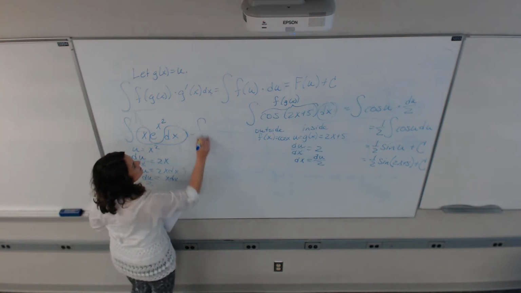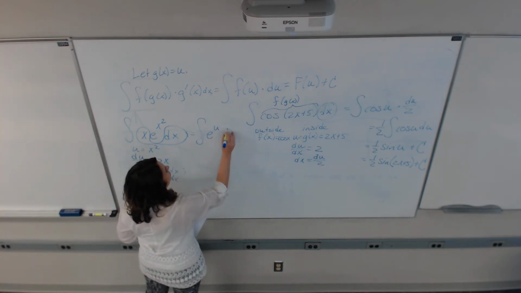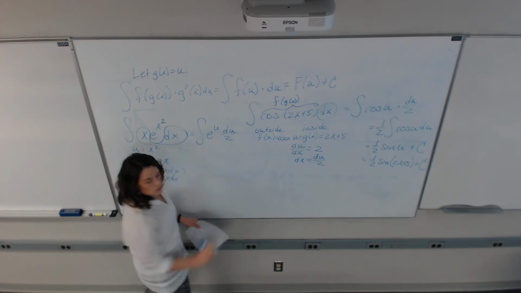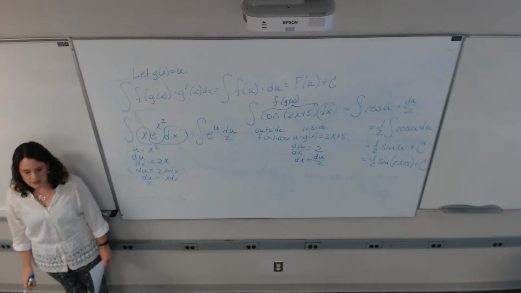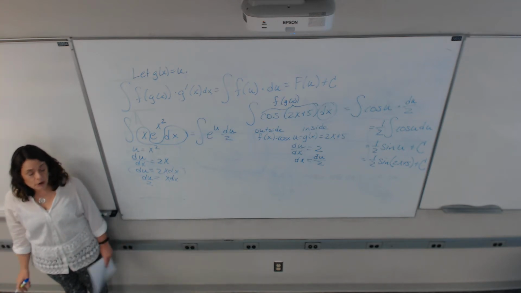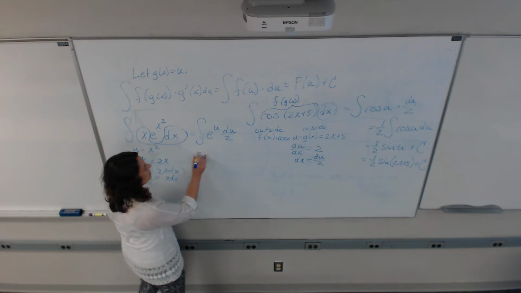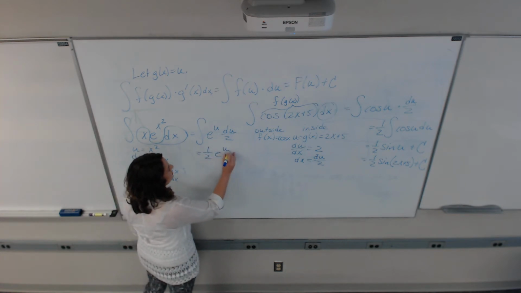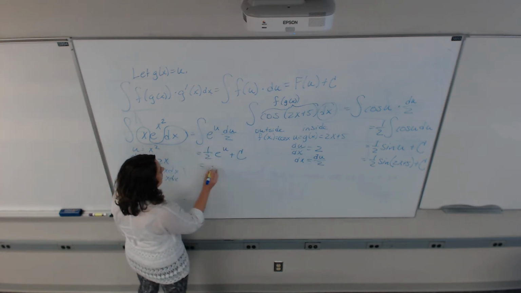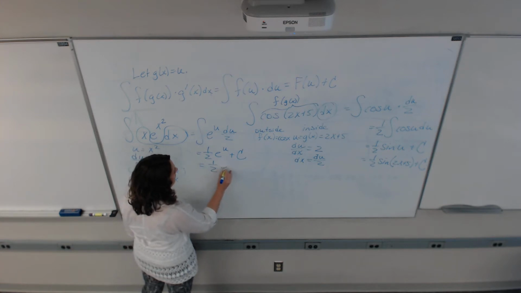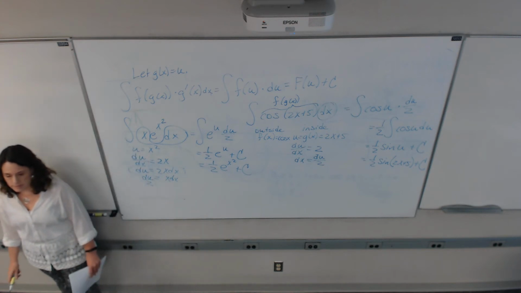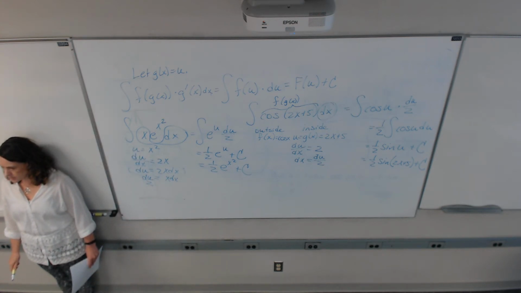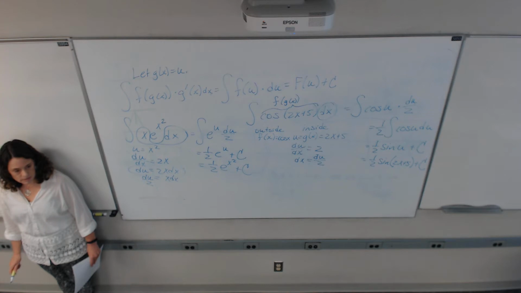So this becomes the integral of e to the u du over 2. What's the integral of e to the u du? E to the u. And the 1/2 is still there. So I get 1/2 e to the u plus a constant. And I go back to x, so I get 1/2 e to the x squared plus c. Everybody okay with that?